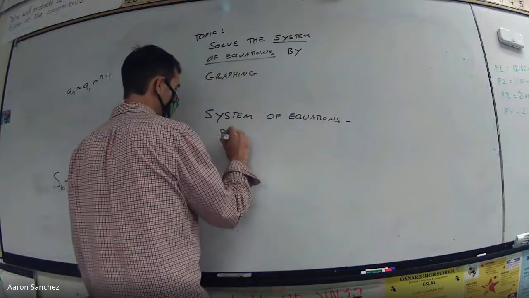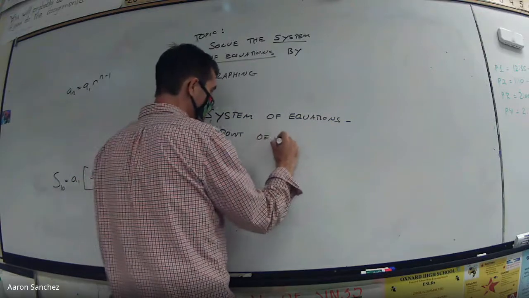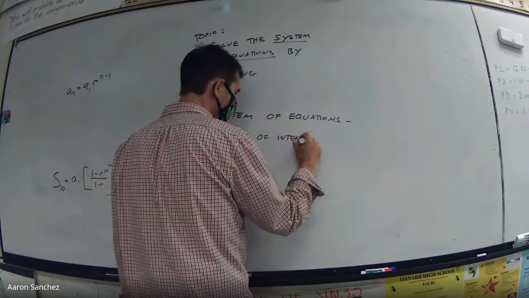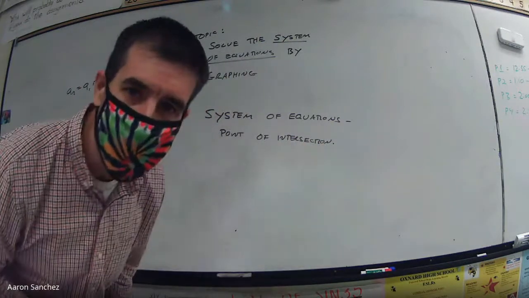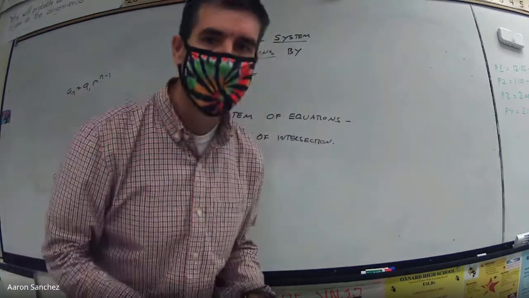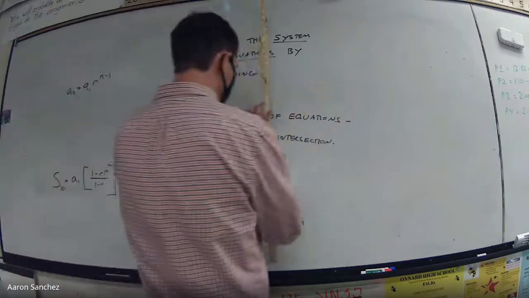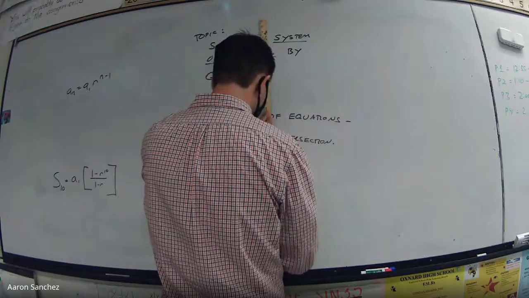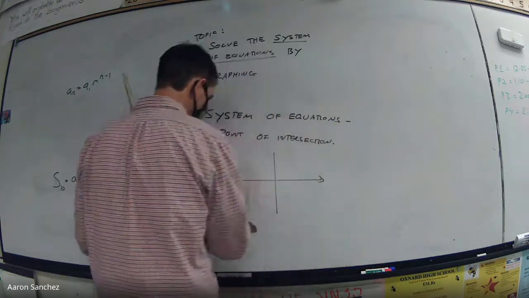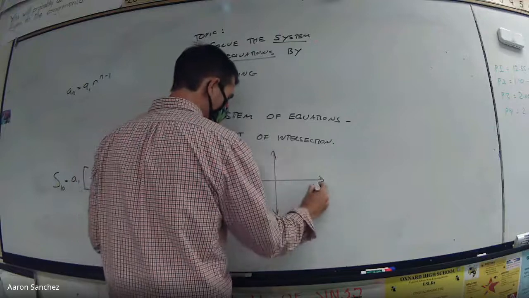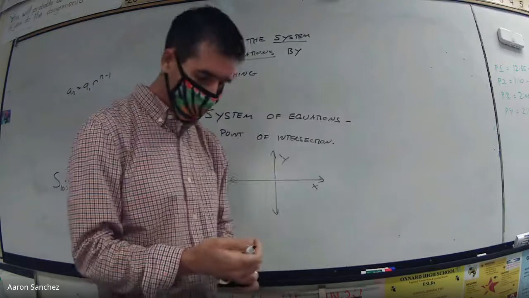It's a point, the point of intersection. That's all it is. Let's draw a picture of a system of equations. Let's say I have a graph like this. See this? Here's my coordinate plane. Here's my x-axis. Here's my y-axis. Let's draw our system of equations.